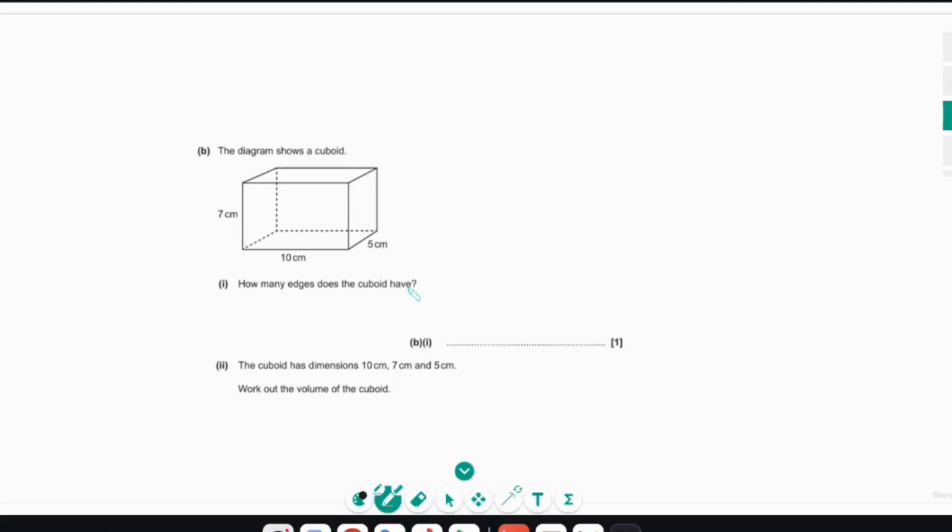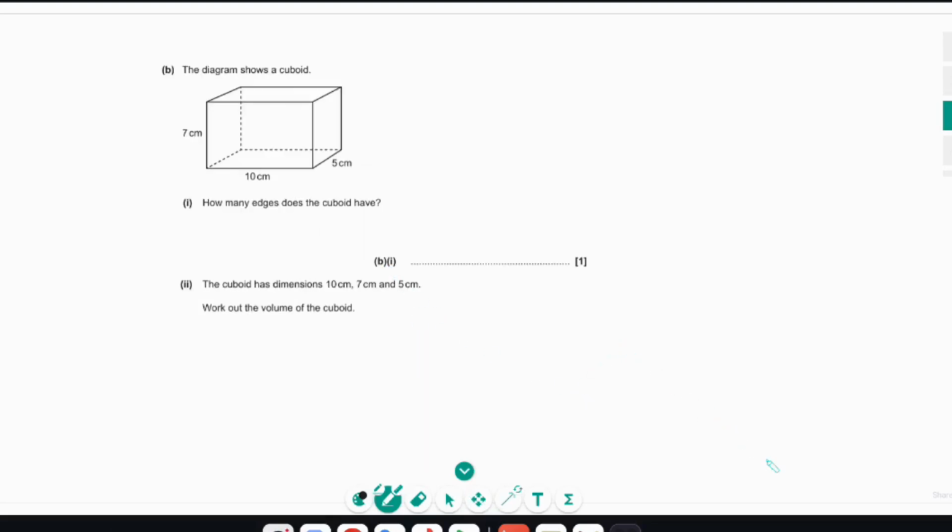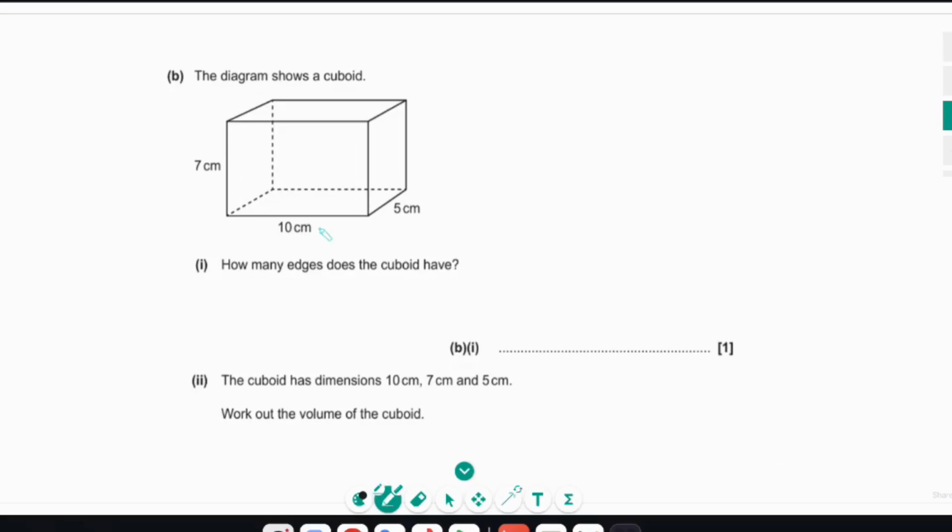Part B. The diagram shows a cuboid. How many edges does the cuboid have? Okay, so the edges join the corners together. 1, 2, 3, 4, 5, 6, 7, 8, 9, 10, 11, 12.